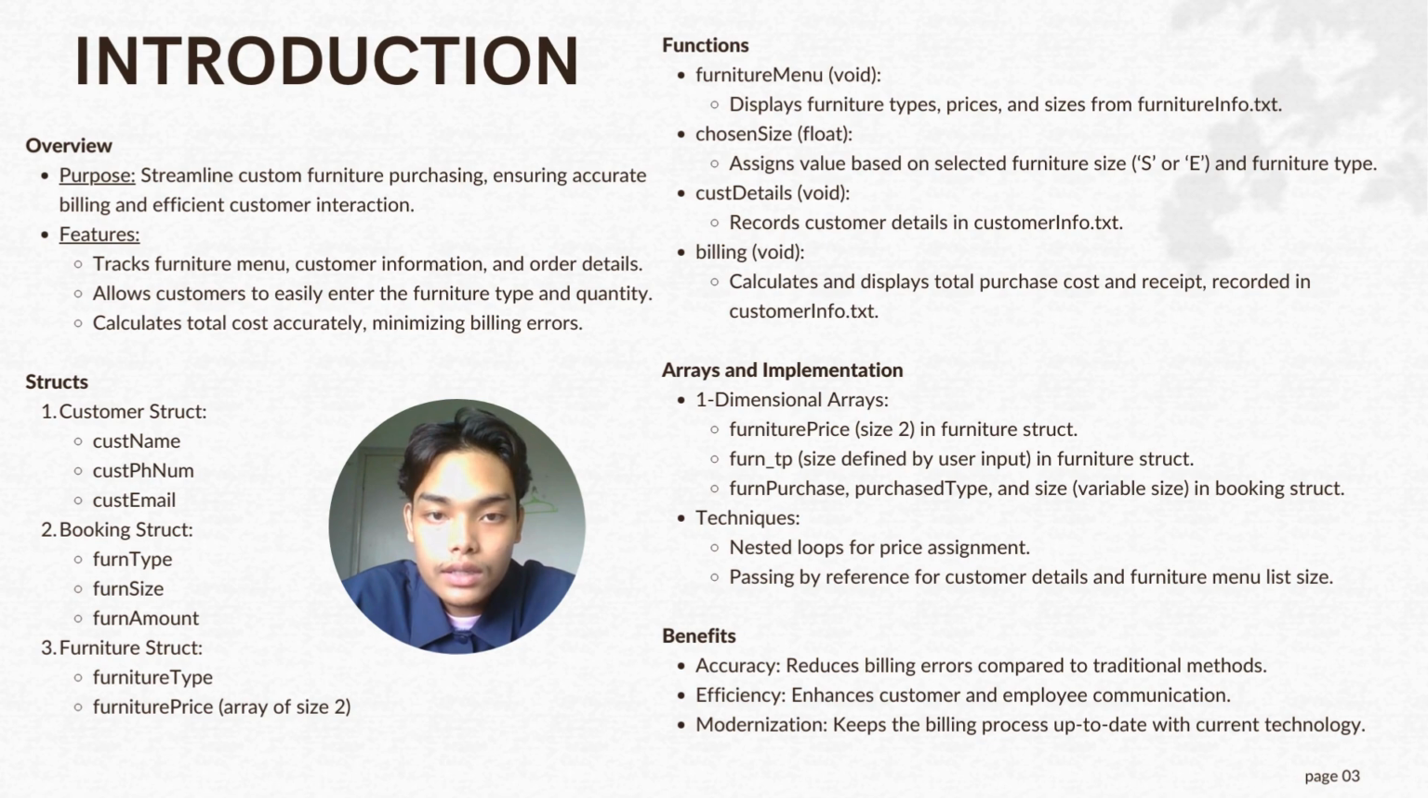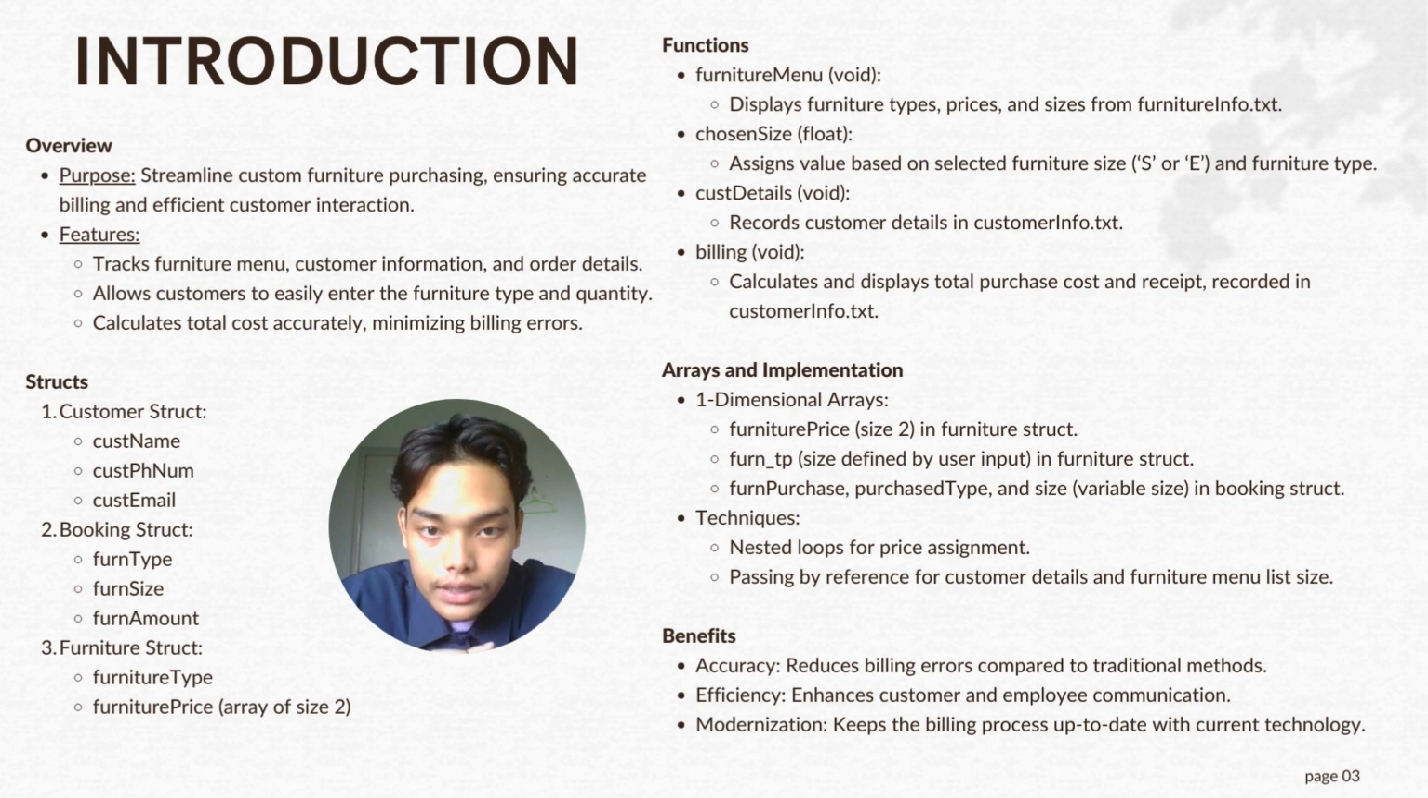So the next one is customer details, with void as its return value. This function can record customer details in customerinfo.txt. And the last one we have is billing, with void as its return value. This function can calculate and display the total purchase cost and receipt recorded in customerinfo.txt.